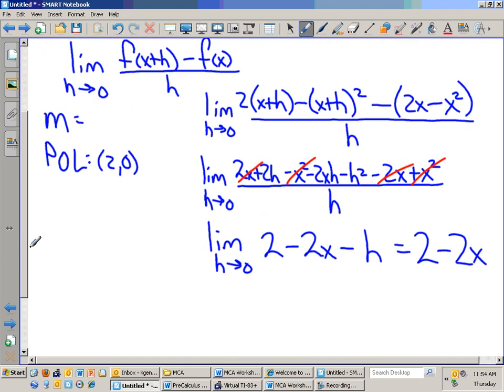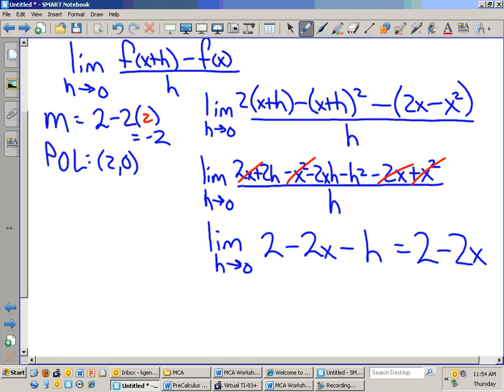So we have 2 minus 2x. What's then the slope? How do I find the slope? Plug it in. 2 minus 2 times 2. And we get -2.